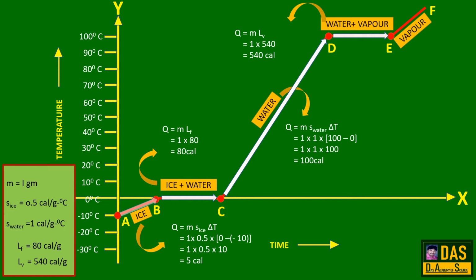So by substituting m and LV values here, we get 1 into 540, that is 540 calories. That is, the heat energy required to convert 1 gram of water at 100 degrees Celsius to 1 gram of steam at 100 degrees Celsius is 540 calories.